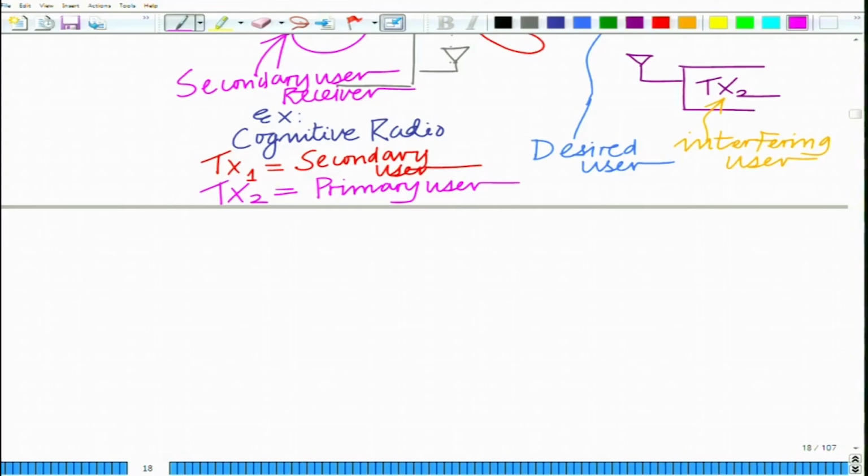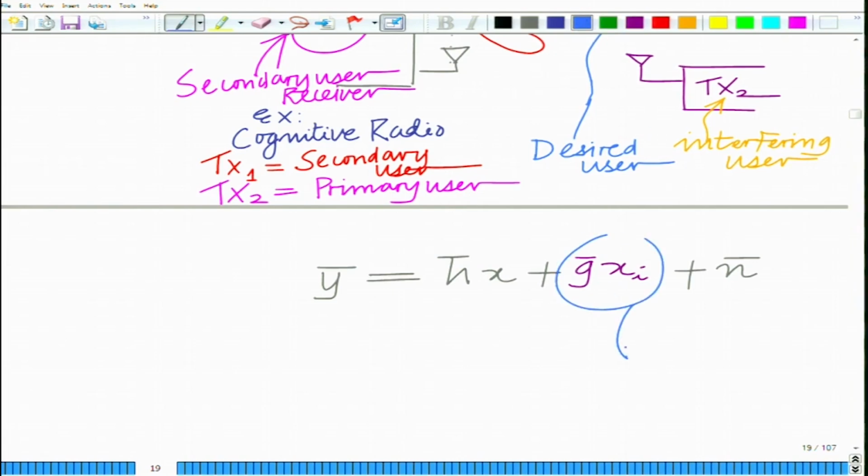Okay. The received signal, now remember the signal model is as follows. Previously, without interference, we had y bar equals h bar x plus n bar. So, desired signal plus noise. Now, you will also have the interference. So, previously we simply had h bar x plus n bar. Now, you have this additional component which is basically your interference from the interfering user.